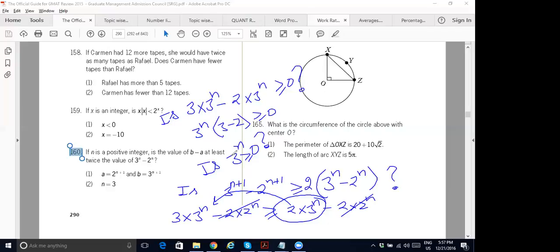Make sense? So we actually do not need statement 2 at all. Statement 1 alone will answer the question. Statement 1 is sufficient. Yes, correct.